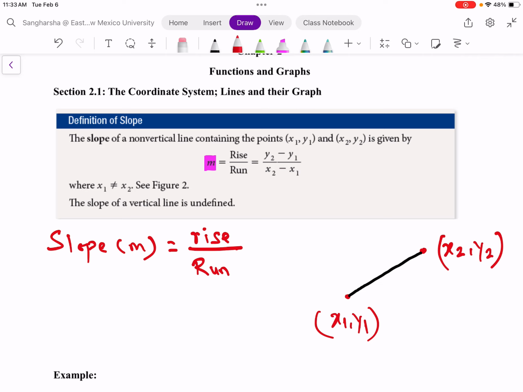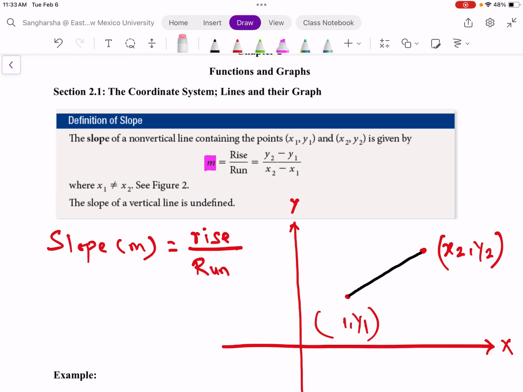Now here, let me add a coordinate system. So I have the y-axis, I have the x-axis. This is the x-axis, this is the y-axis. Let me write down the point over here. So this is x1, y1. Now let's try to find the rise and the run for this line.